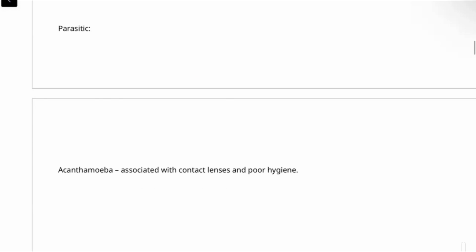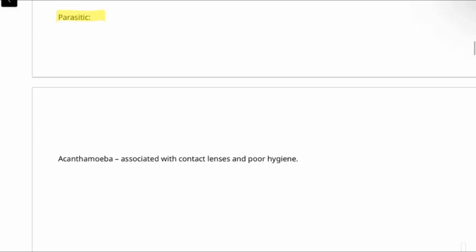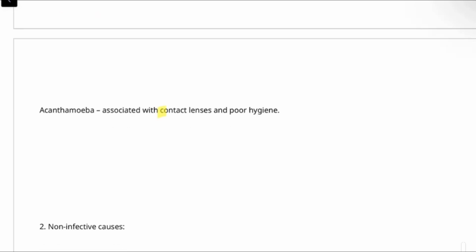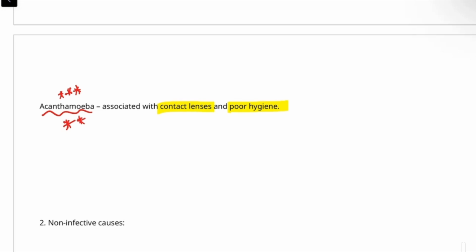Other than bacterial, fungal, and viral, there can sometimes be parasitic corneal ulcers. Usually, in contact lens users and people with poor hygiene, this parasitic corneal ulcer happens, and the most important parasite is Acanthamoeba, which causes corneal ulcer. So usually if they give contact lens users having corneal ulcer, it will be Acanthamoeba corneal ulcer.